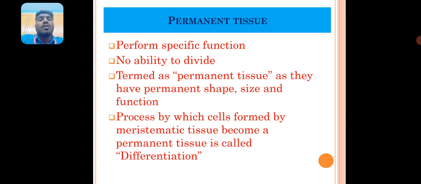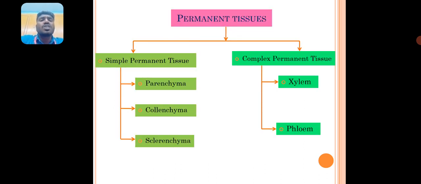Permanent tissues perform specific functions. They have no ability to divide. They are termed permanent tissues as they have a permanent shape, size and function. The process by which cells formed by meristematic tissues become permanent tissue is called differentiation. Permanent tissues are of two types: simple permanent tissue and complex permanent tissue.